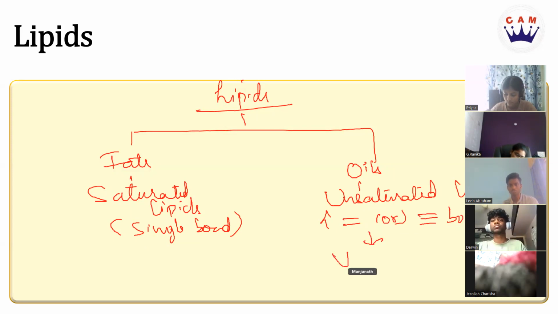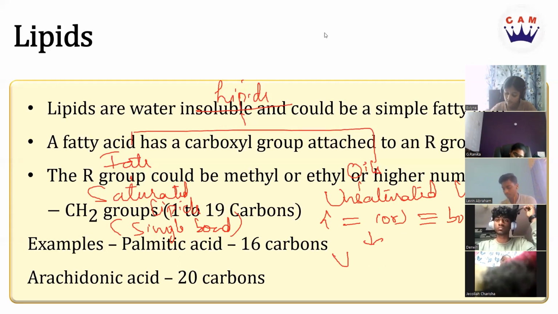Generally, you find unsaturated lipids in vegetable oils.